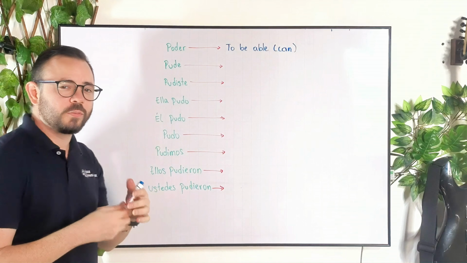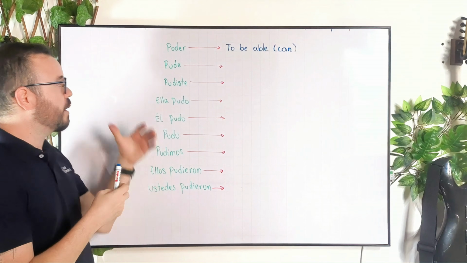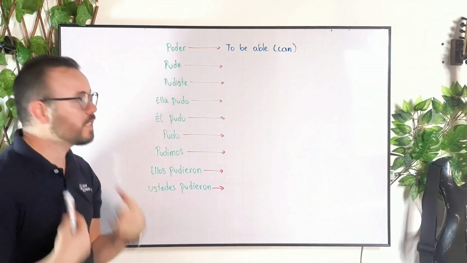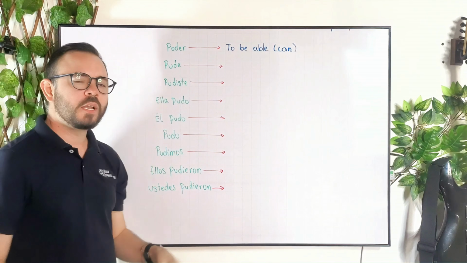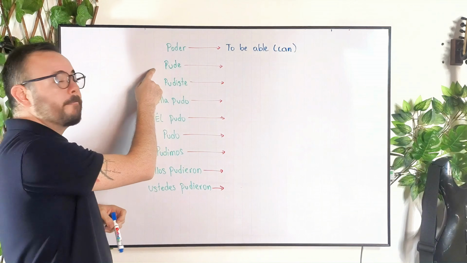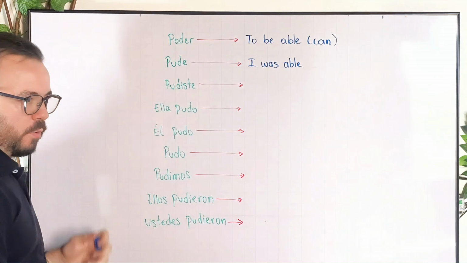But I just want to show you this because I've seen this a lot of times, okay? I've seen that people get confused all the time whenever we need to use this verb in past tense because it has two different ways in English, okay? But let me just show you. Let's start with the positive form, okay? So if I say pude, that is the past version of this, it will be I was able, okay?